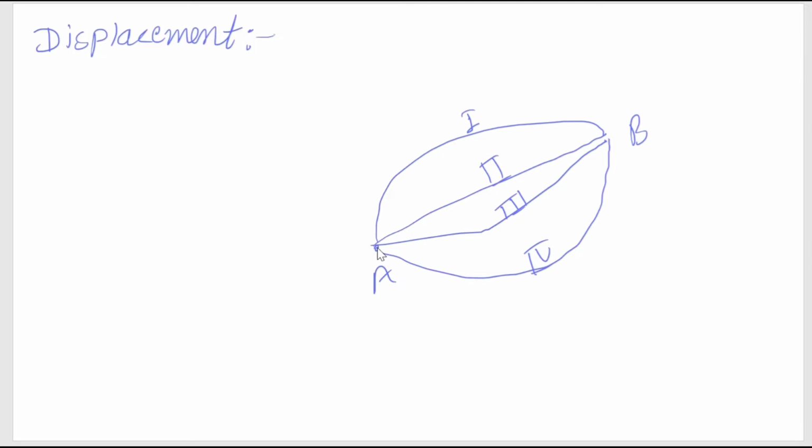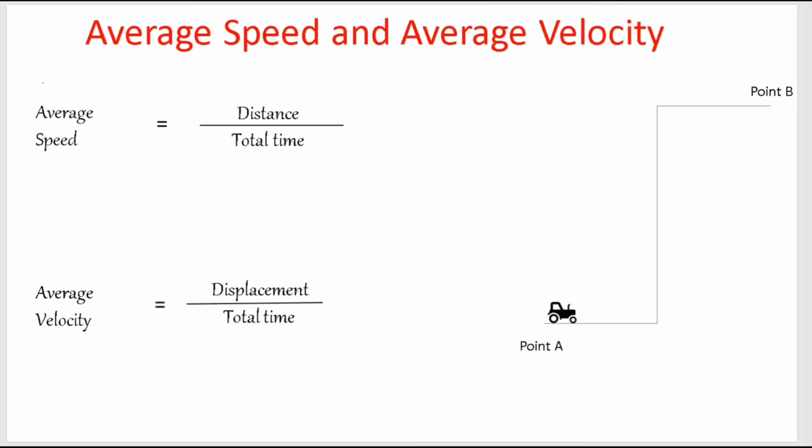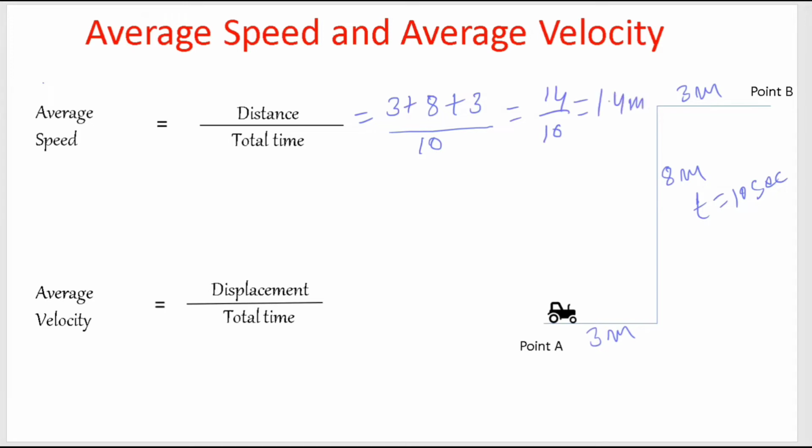So we can say the shortest distance is the displacement. Now see another example. Suppose a car starts from point A and reaches point B in 10 seconds, so t equals 10 seconds. Suppose this distance is 3 meters, this is also 3 meters, and this is 8 meters. The car first travels 3 meters right, then 8 meters upward, then again 3 meters right. The total distance is 3 plus 8 plus 3, that is 14, divided by 10 seconds, which equals 1.4 meters per second.